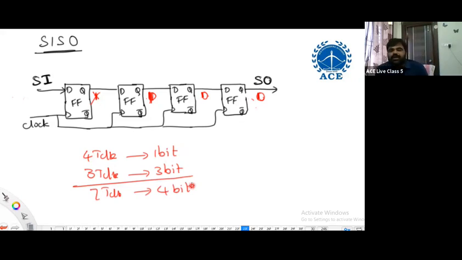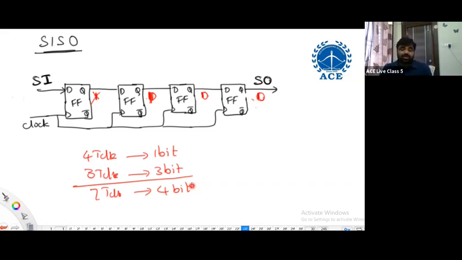To complete this operation, what are we observing? 7 clock cycles in a 4-bit register to feed information serially and to get information serially. So serial input data, serial output data. To complete this operation in a 4-bit register, in 4 clock cycles feeding information is completed and we are getting 1 bit. To get the remaining 3 bits, 3 more clock cycles. Total 7 clock cycles to complete the operation.